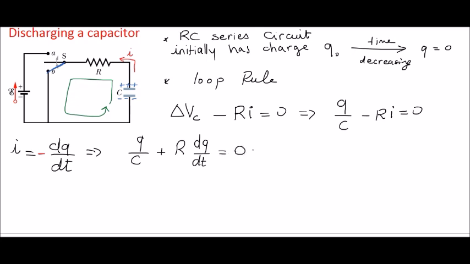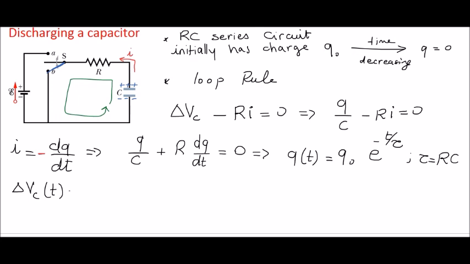When we solve this differential equation, we get Q of t equals Q naught, the initial charge, times exponential minus t over tau. What is tau? Same time constant, R times C. So we have the same time constant for charging and discharging. The voltage across the capacitor is just Q over C. So you have Q naught over C times exponential minus t over tau. So the charge is decreasing, the voltage is decreasing.